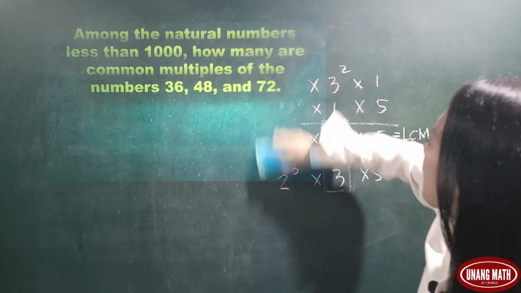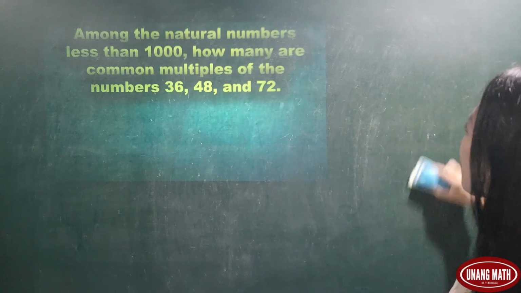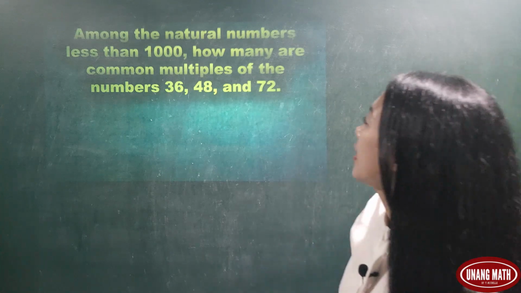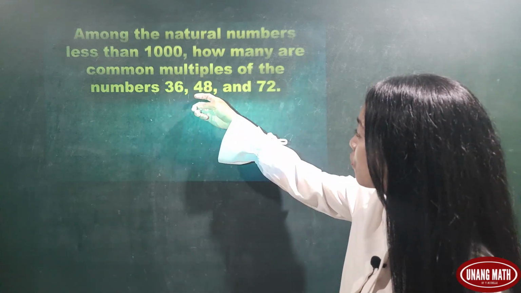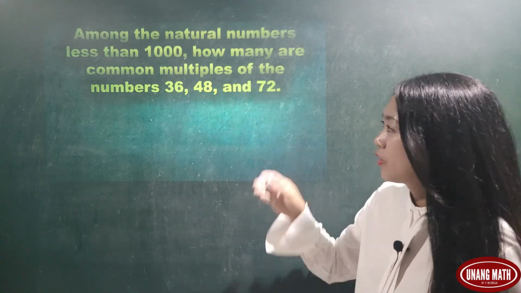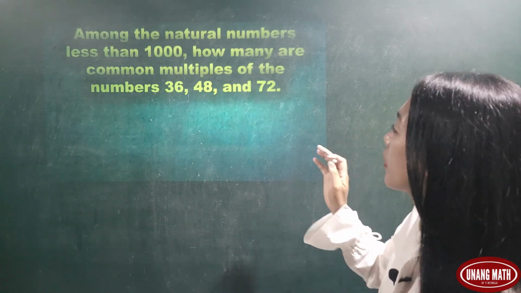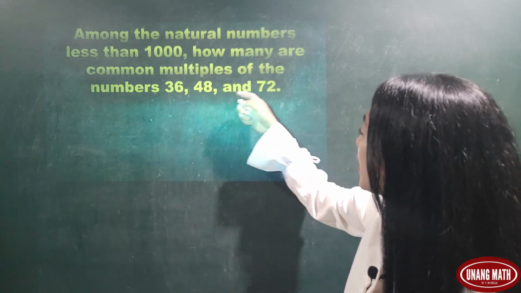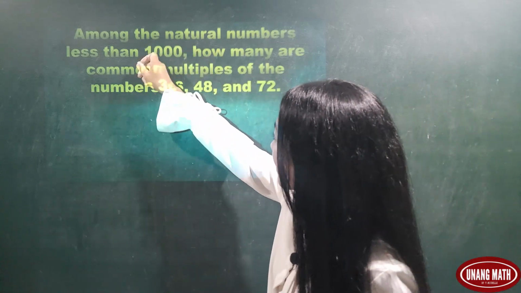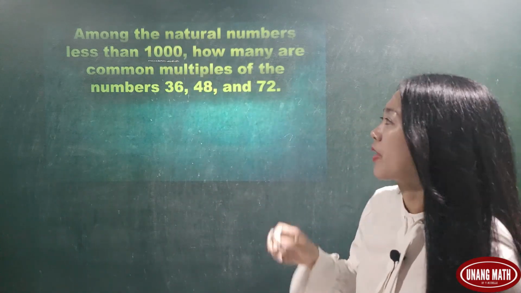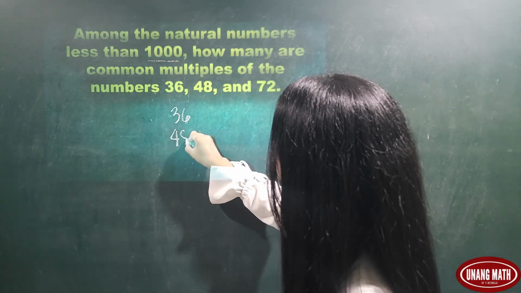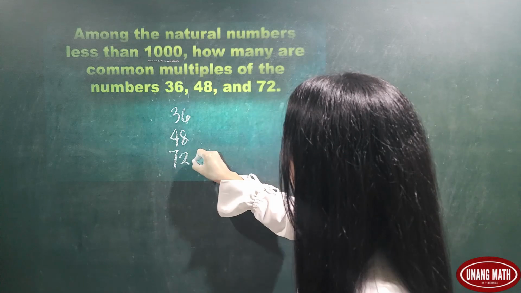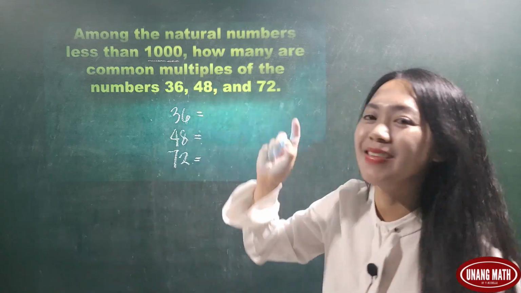Okay, let's have the second problem. Among the natural numbers less than 1,000, how many are common multiples of numbers 36, 48, and 72? So this problem is asking for the common multiples of these three numbers that are less than 1,000. So first, we need to find 36, 48, and 72's LCM.